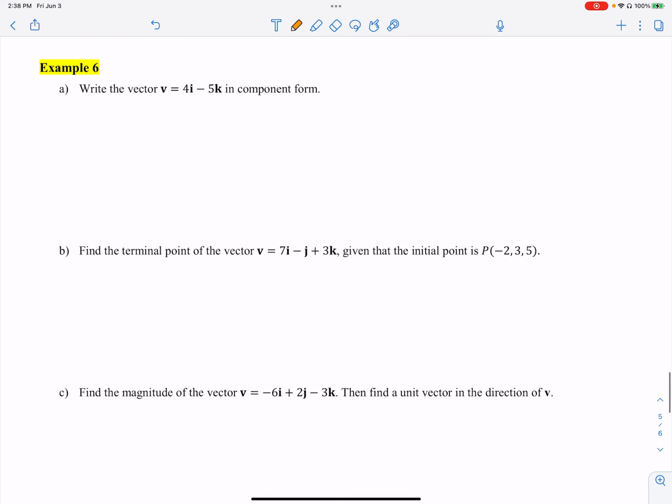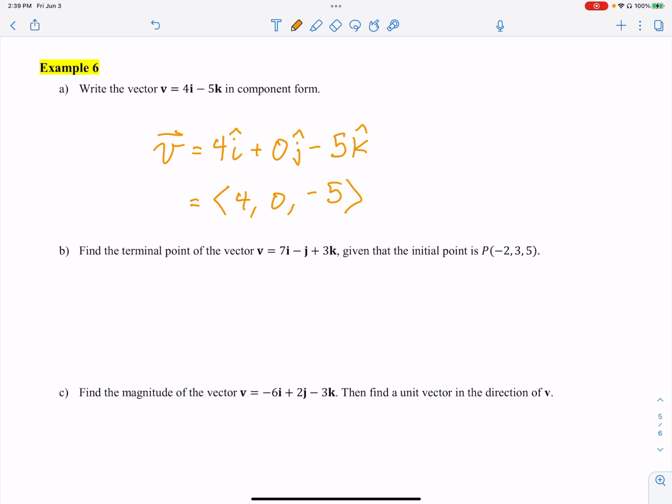Looking at example 6, it says write the vector V, which is 4i minus 5k in component form. They're trying to throw you off here. I guess I am. I wrote the problem. There is a j in here. This is 4i plus 0j minus 5k. So when I write this in vector component form, I got 4, 0, -5. That's all they're wanting. They're trying to throw you off. A reminder, they have to be straight brackets like that. You have to write them. You can't just write 4, 0, -5. I will count it wrong.